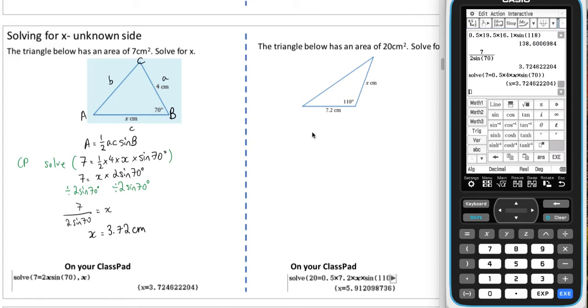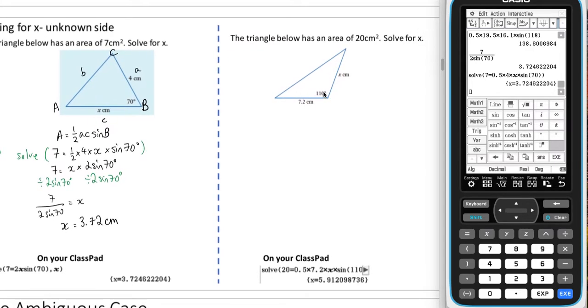Okay, now I want you to have a go at this, so pause the video now and have a shot at the your turn on the right, okay? I want you solving for x, and we do have the answer down here, so you can double check. But I want you doing it algebraically to confirm you can do it that way, then move on to the class pad and confirm your answer.